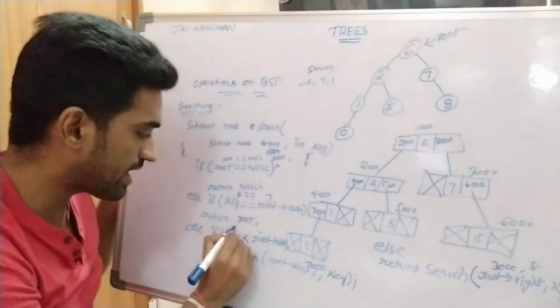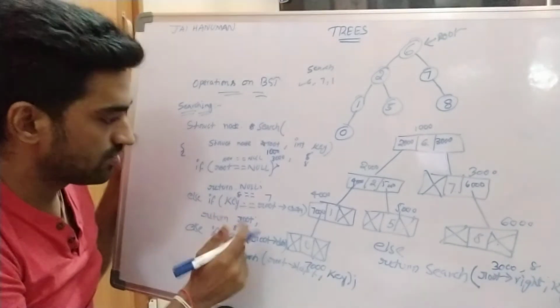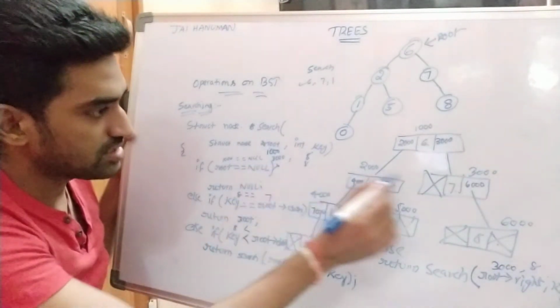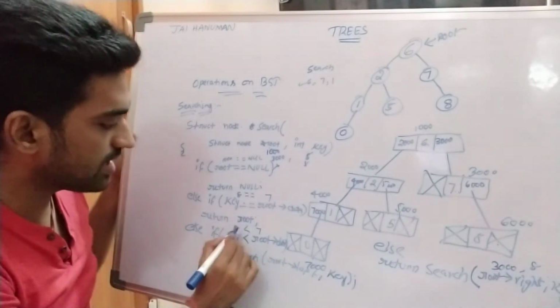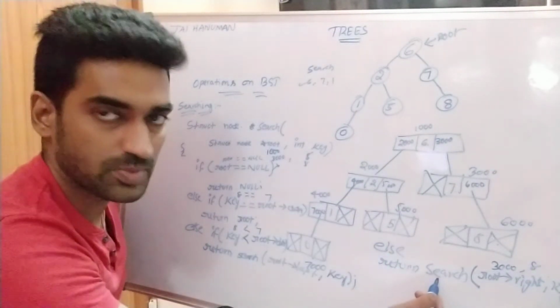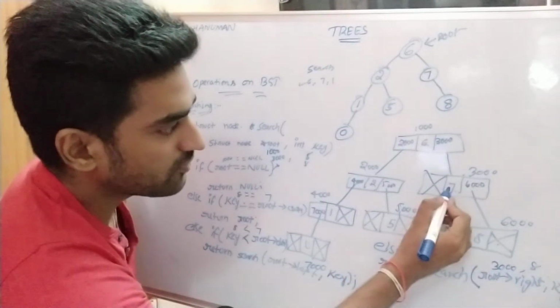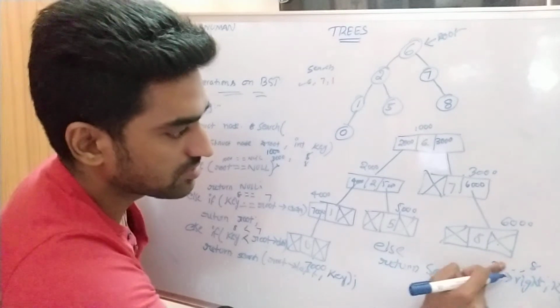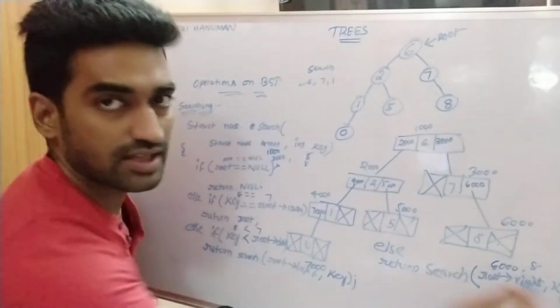Again we are checking this condition. So key is 8 less than root data. So root 3000. 8 less than 7 is failure. Obviously we can execute else part. So in else part, root of right. So root of right is 6000. 6000 comma key is 8.